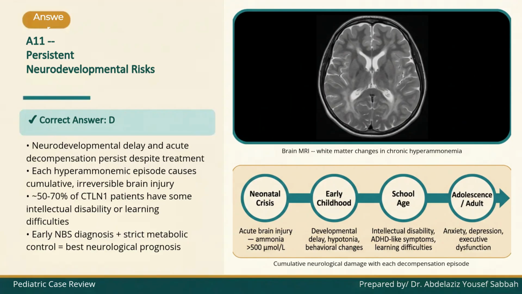Even with optimal management, neurodevelopmental delay and the risk of acute decompensation persist. Each hyperammonic episode causes cumulative, irreversible brain injury. Roughly 50 to 70% of citrullinemia type 1 patients have some degree of intellectual disability or learning difficulties. The best neurological outcome comes from early diagnosis through newborn screening combined with strict, lifelong metabolic control. The other options describe complications that are not characteristic of this disorder. The central long-term threat is to the brain.